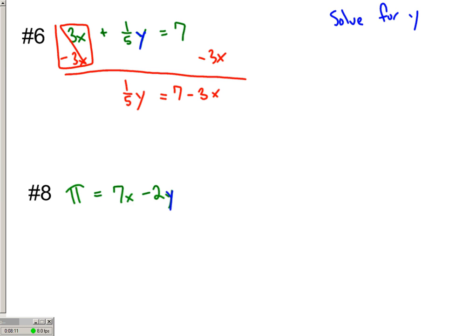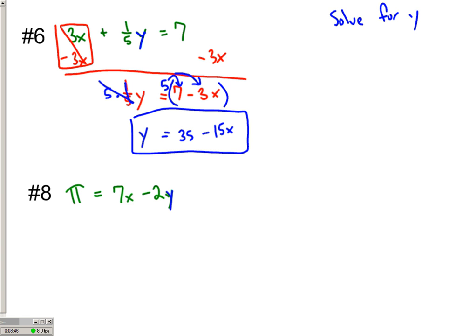How can we get this 1/5 to go away? We would actually multiply it by its reciprocal, which is 5, 5 over 1 or 5. And so that would cancel that out, and we're left with y. But this entire side over here needs to be multiplied by 5 also. So 5 times 7 equals 35, and 5 times negative 3x is negative 15x, and we're done with number 6.